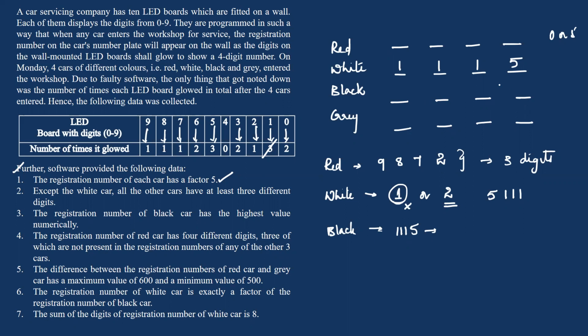Okay. So next, 1115 into 6. You have 6690. This is possible. Now 1115 into 7, 7805, which is also possible.